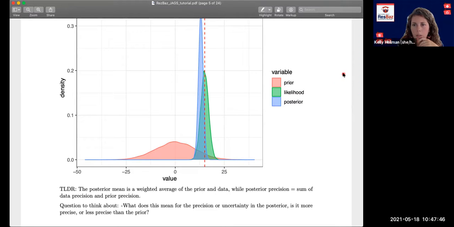Okay, so we got a couple answers. So we've got more precise, less precise. It will be more precise. The posterior precision is a sum of the data precision and the prior precision. If we add those two together, let's say the precision here, I can't remember exactly what it is, but if we add the two together, we get a higher number. And so that's more precision for the posterior. So more precision would be less uncertainty. That can be a little bit of a confusing thing.